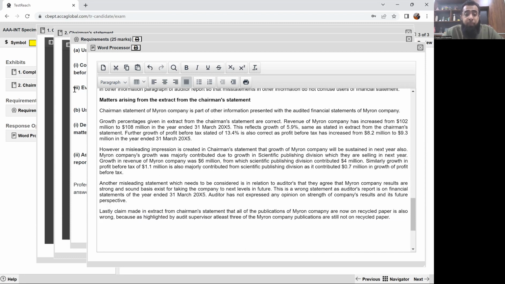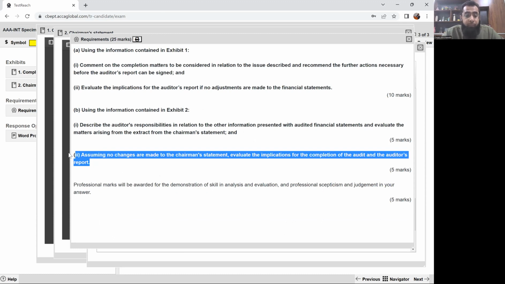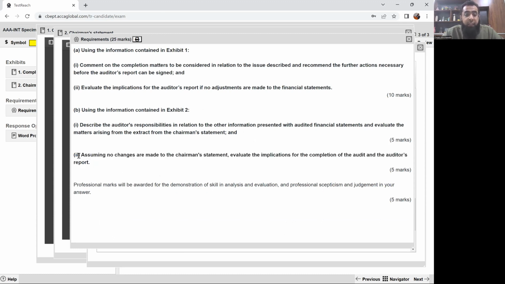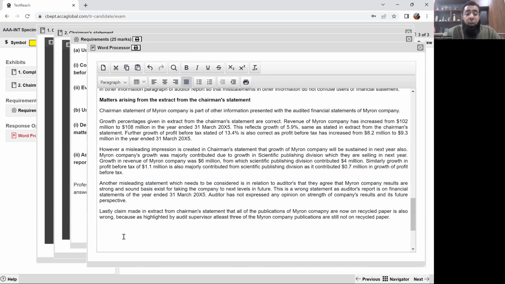last part, which is: assuming that no changes are made to the chairman's statement, evaluate the implications for the completion of the audit and the auditor's report, 5 marks. So if the management does not adjust the chairman's statement, then what will be the implications for the auditor?